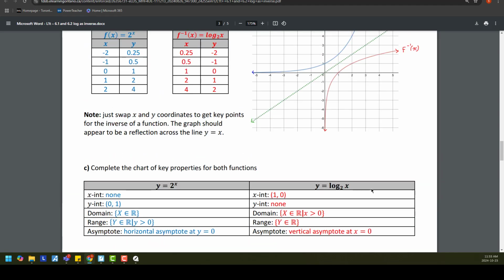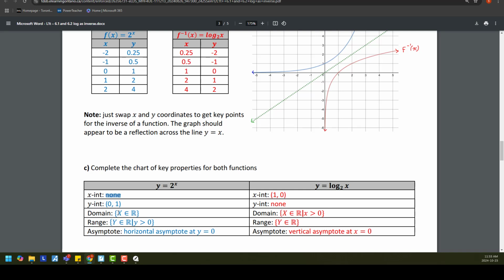Now for our inverse function, the x-intercept is (1, 0). So see how the y-intercept for the original function is now the x-intercept, and it's at (1, 0), because we swapped the values from (0, 1) to (1, 0). Y-intercept, there is none. See how there's no x-intercept initially. Now for the inverse, there is no y-intercept.